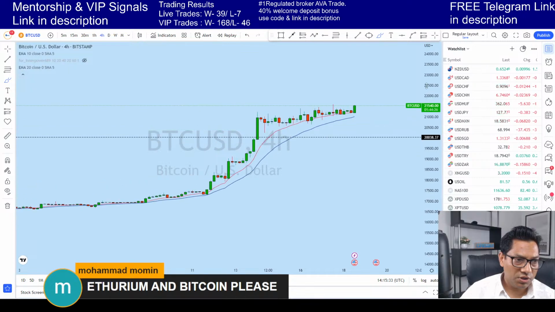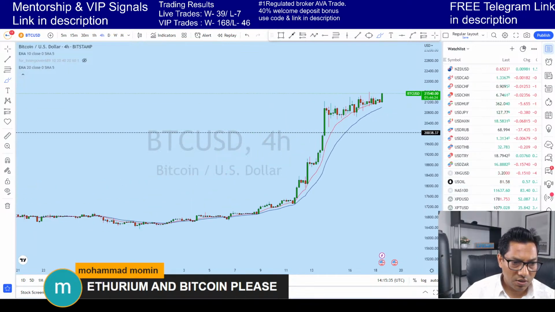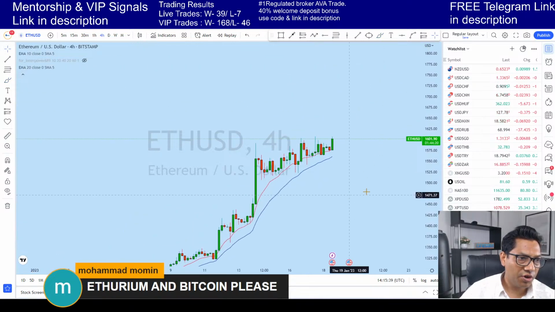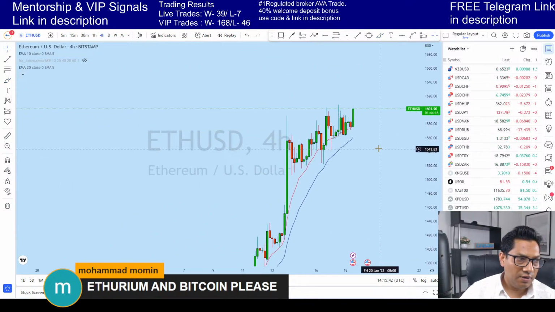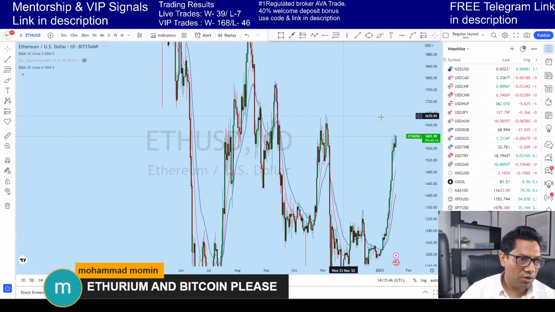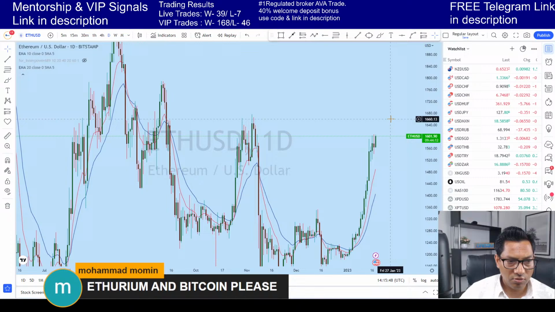I'll say that if you are an investor, that's different, but if you're trading, then I'll say just observe to see how it reacts to the resistance, then we can see. I'll discuss more on this tomorrow as well.